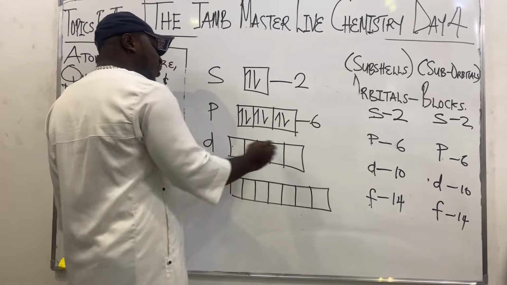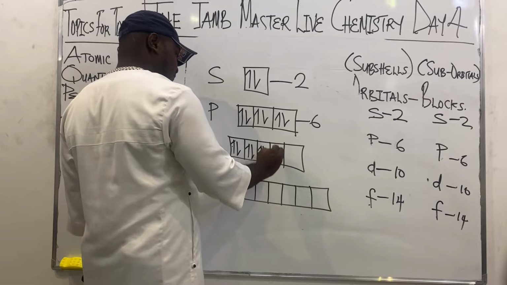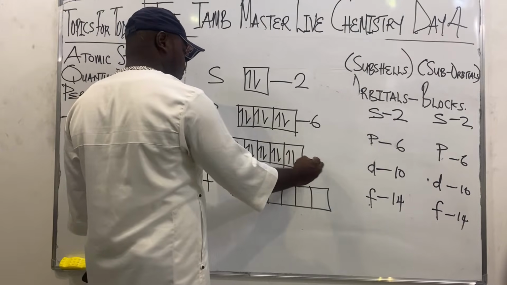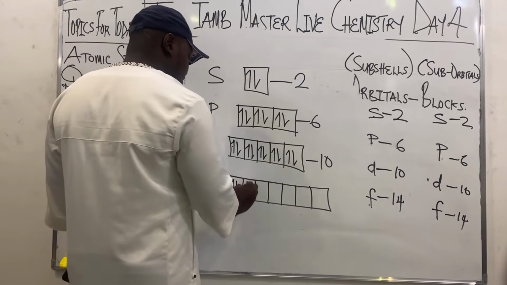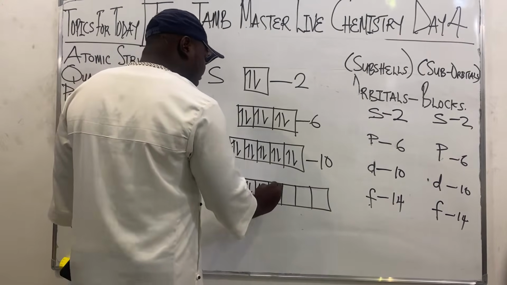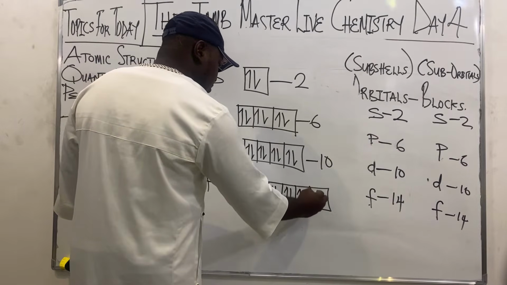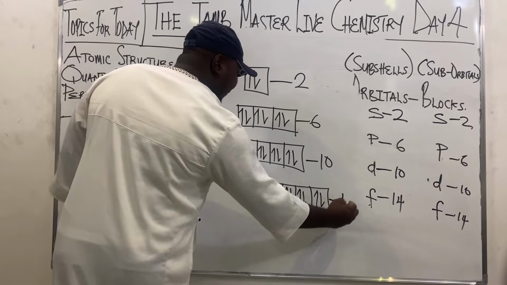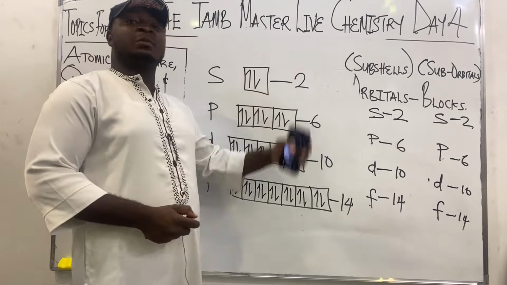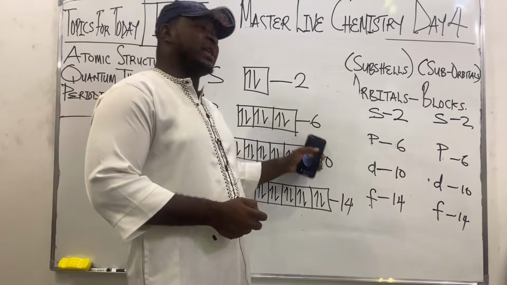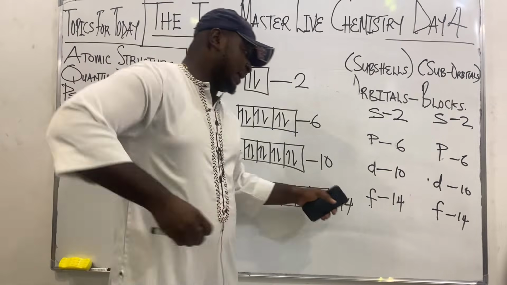The D block has 5 columns. Each can take 2, so 5 times 2 will give you 10. The F block has 7 columns. Each column can take 2 electrons, so 7 times 2 gives you 14. This explains why the S block can store a maximum of 2 electrons, the P block a maximum of 6 electrons, the D block a maximum of 10, and the F block a maximum of 14 electrons.